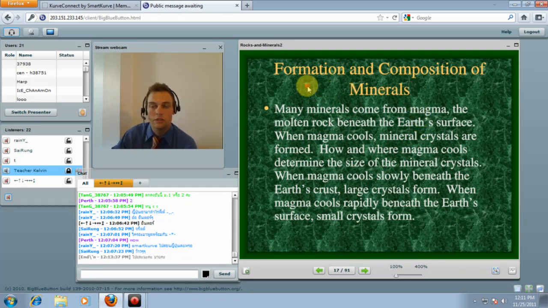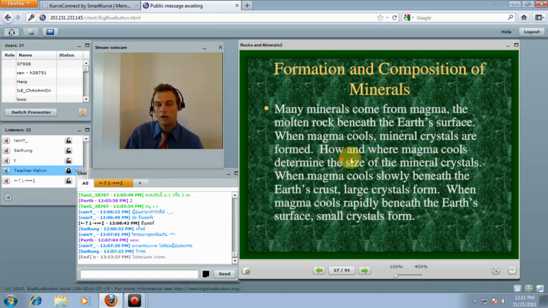Okay, so where do these crazy shaped things come from? Most come from magma, which is the molten rock beneath the Earth's surface, just below the Earth's crust. When it cools, mineral crystals are formed. So this is kind of where these compounds are isolated. They bond to one another in these crystal forms, and the extremely fast cooling kind of separates them from other things, which is why you find big, huge groups of crystals, different types of minerals together.